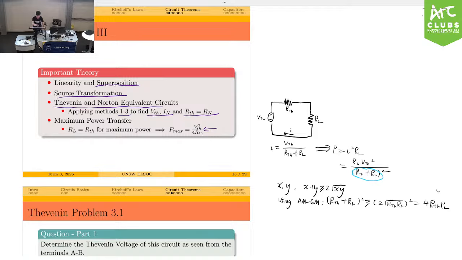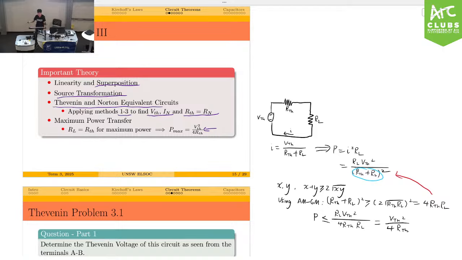And you can just now sub it back in here. So sub it back in our denominator. We have P is actually less than or equal to, because we're making the denominator smaller in this case, so P actually gets larger. P is less than or equal to RL VTH squared over 4 RTH RL, which equals VTH squared over 4 RTH. And the answer just pops out like this.